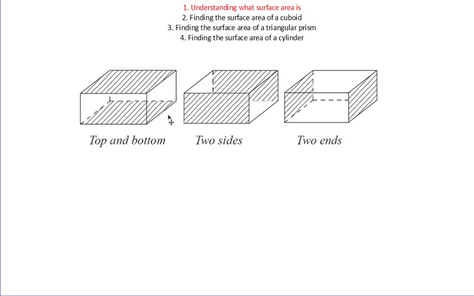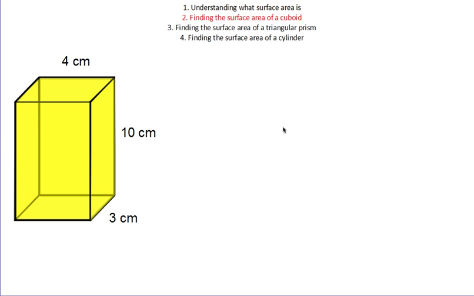Well, it's the area of all of the faces of a shape when added up together. So for example, with a cuboid, it's the top and the bottom face, the front and the back face, and the left and the right hand side of the cuboid. The area of each of those rectangles or squares added up together gives you the total surface area of a shape. If we look at an example of a cuboid, this cuboid's got dimensions of 4, 10 and 3 centimetres.